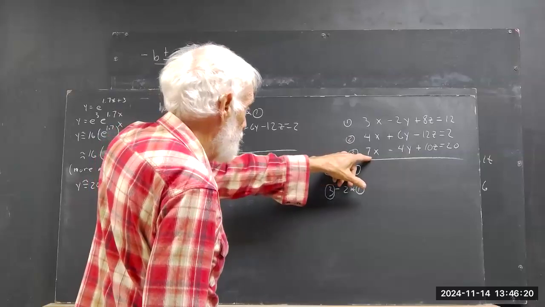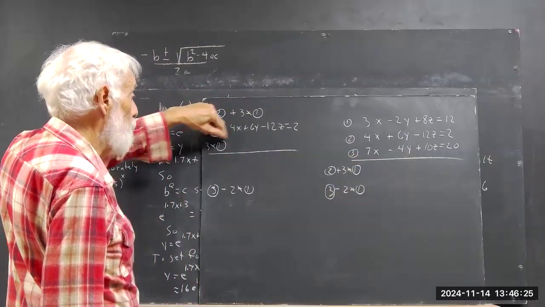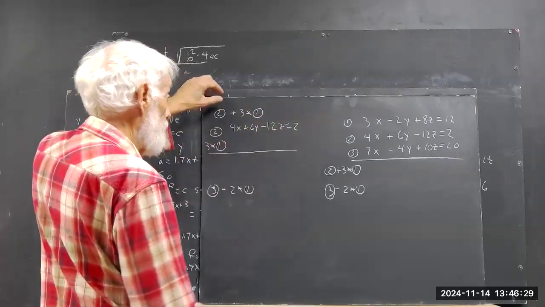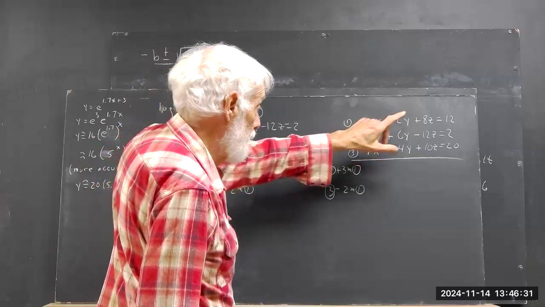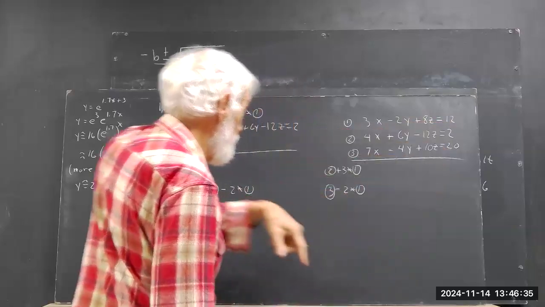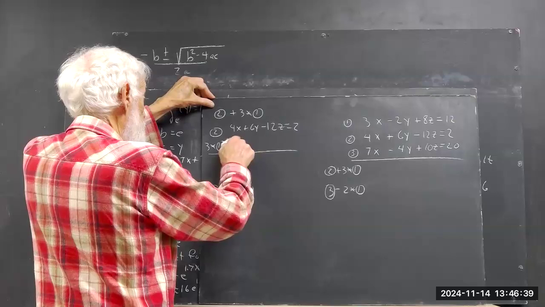And equation 3 is here. We're going to multiply both sides of equation... Sorry, equation 1 is here. We're going to multiply both sides of equation 1 by 3. Well, 3 times 3 is 9. 3 times -2 is -6. 3 times 8 is 24. 3 times 12 is 36. And those are the numbers we're going to get. We'll multiply that equation by 3.